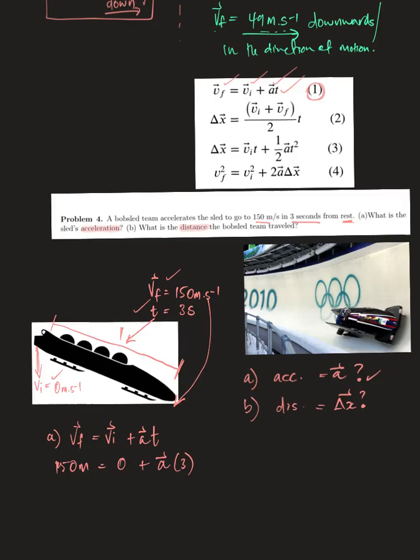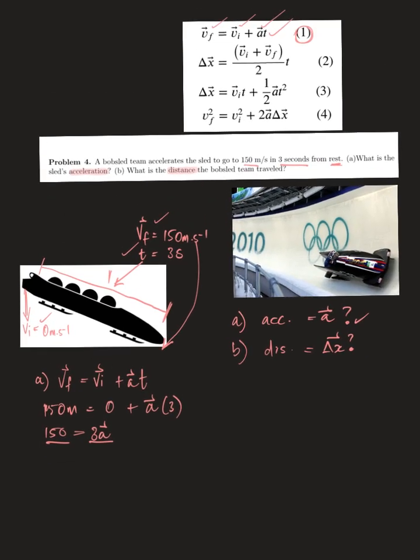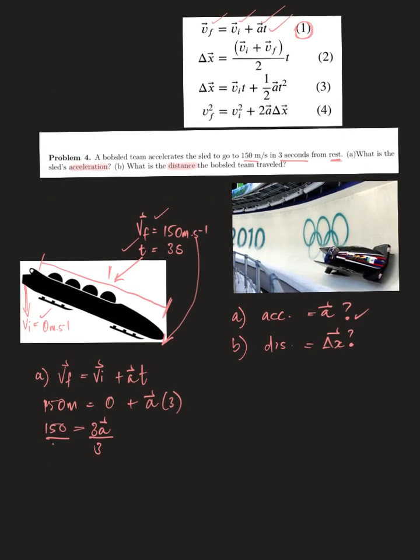All right, so all I'm left with then is 150 is equal to 3A. Divide both sides by 3. That cancels out. And A is equal to 150 meters per second squared in the direction of motion. Right, so that's the first one.